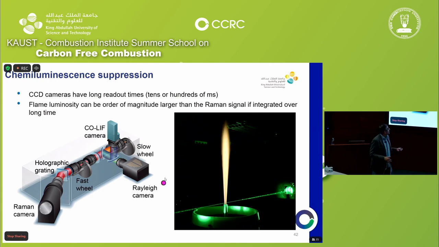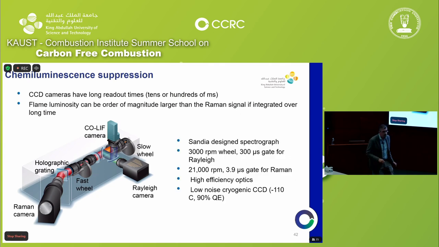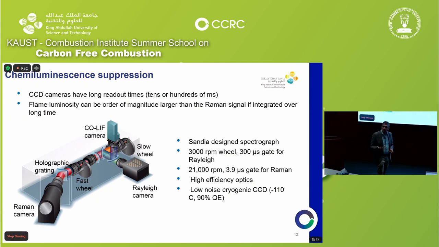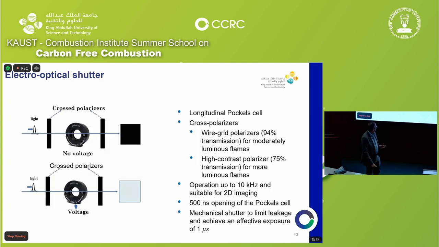We need a shutter. This is an example of a shutter that was used at Sandia National Lab, where we have two rotating wheels, one rotating at 3,000 RPM, the other at 21,000 RPM. The combination of the two gives you about 4 microsecond exposure time. That was sufficient for methane flames.